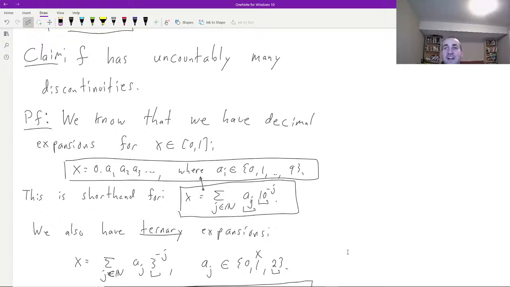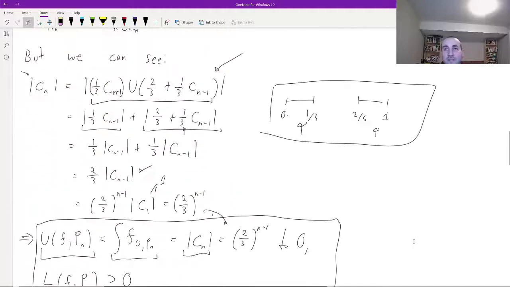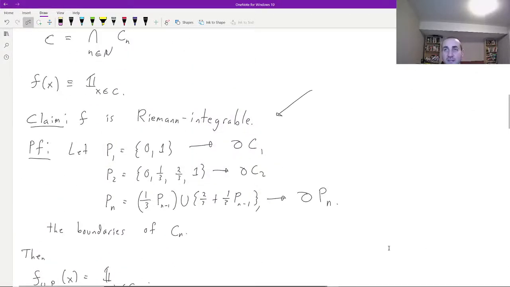We have this weird looking function, but we can use the fact that we have a lot of flexibility in defining the Riemann integral, and in particular in choosing really nice partitions, as we did here, to actually calculate the Riemann integral even for this weird looking function.